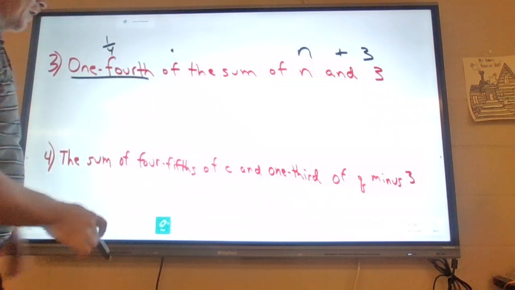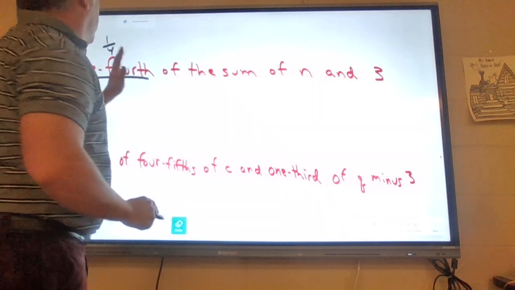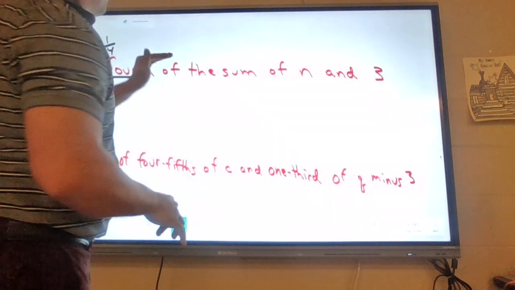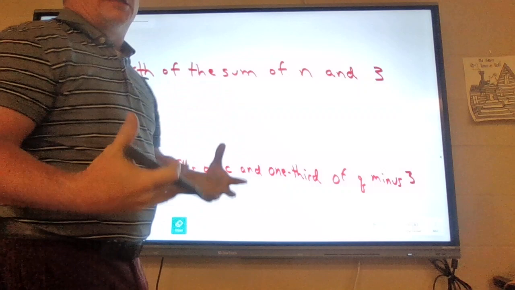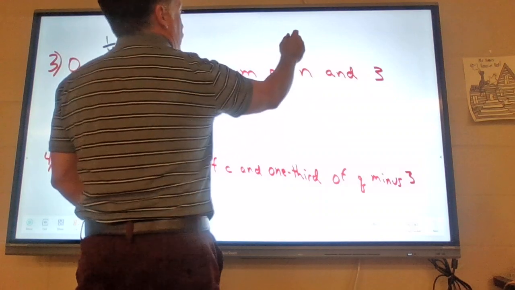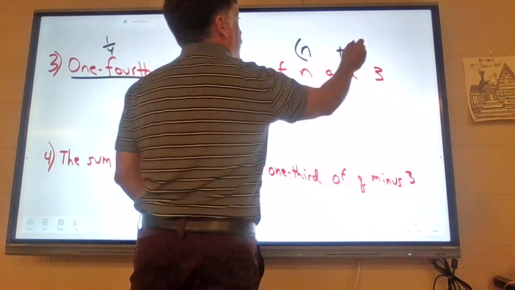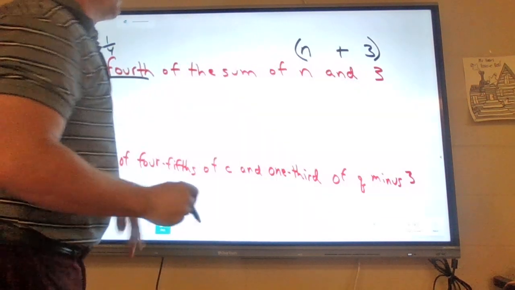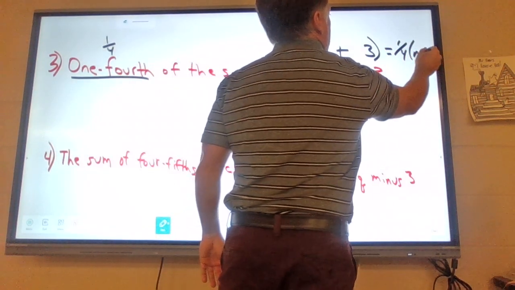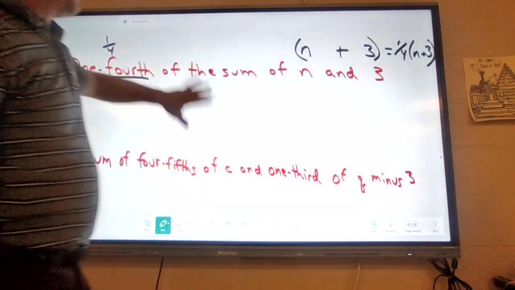So what this actually means is that 1/4 is being multiplied times this right here in parentheses, okay? The way it's worded, 1/4 of the sum. So you've got to find the sum first before you multiply it by 1/4. Okay, so the sum of n and 3. So it's 1/4 times n plus 3. Okay, so you still write it up here, that's fine.